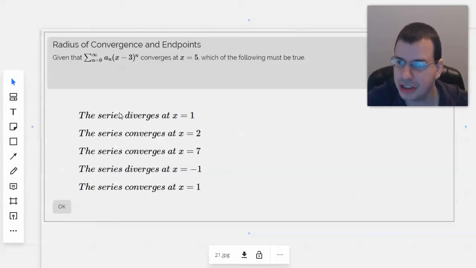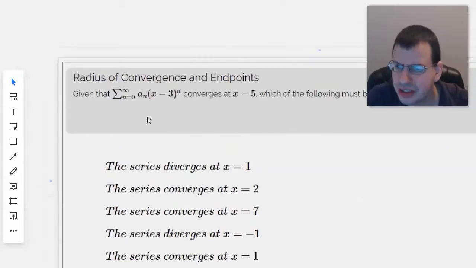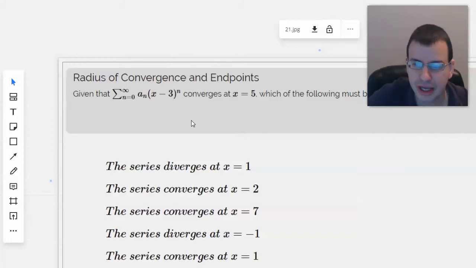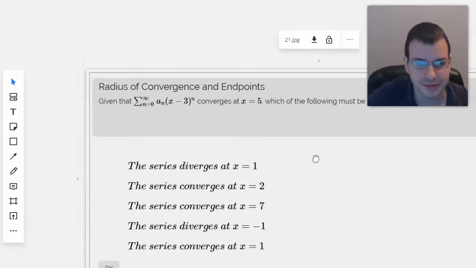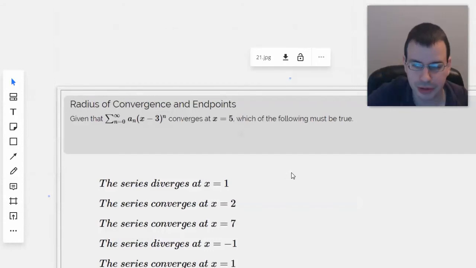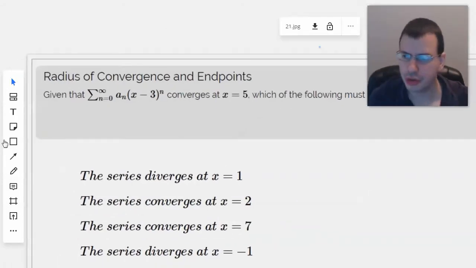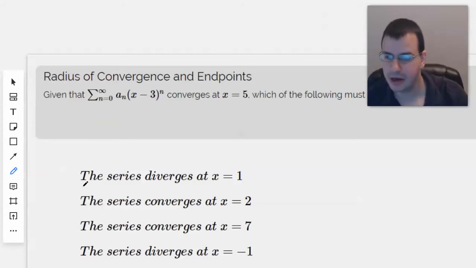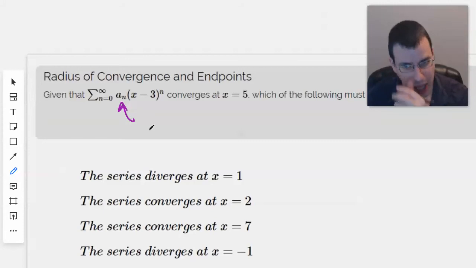Given that the summation of the series from n equals 0 to infinity of a sub n times (x minus 3) to the n converges at x equals 5, which of the following must be true? Okay. So we're given a series, which is just a whole bunch of numbers added together, and we're given some mystery coefficient, a of n.